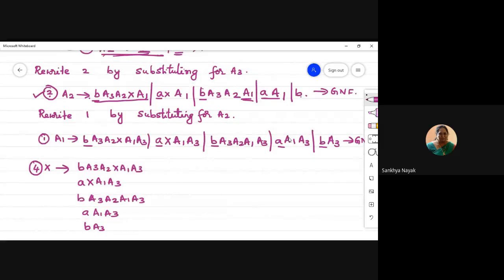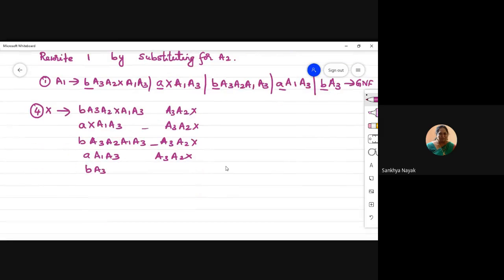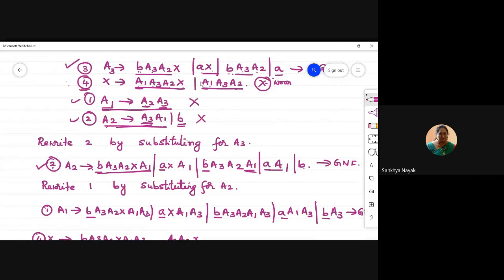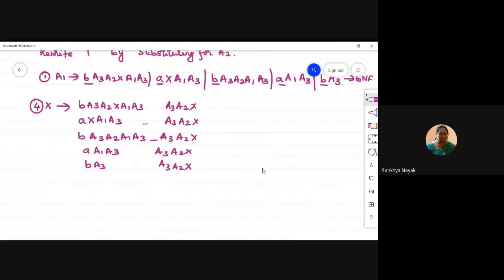So A3, A2, X you have to write once. I'm just leaving the space. When you write, don't leave the space, okay? Between these, don't leave the space. Just for your better understanding, I'm leaving that space. A3, A2, X. And once more for all those terms, you can see after A1 you have A3, A2, right?